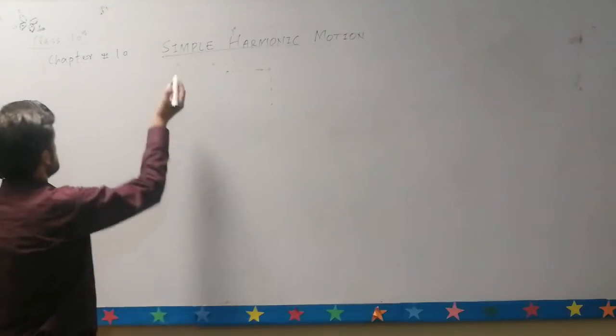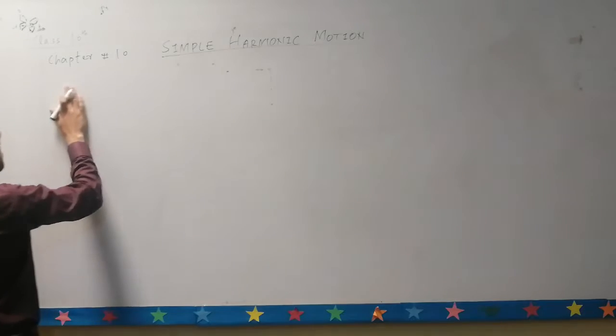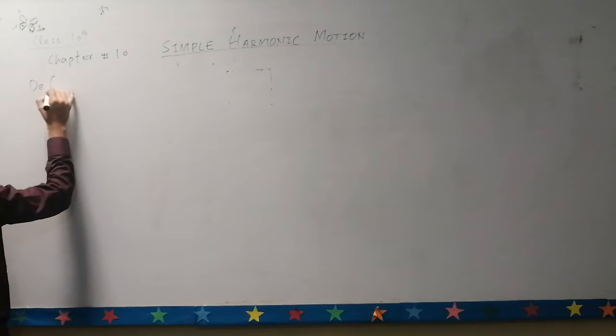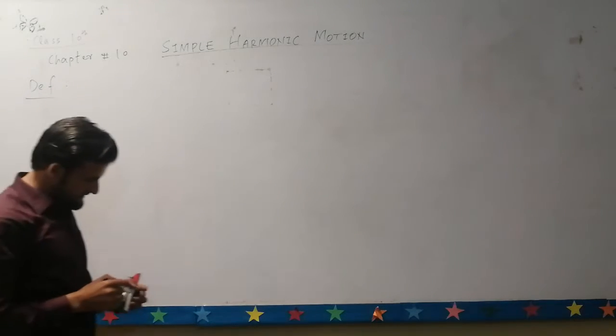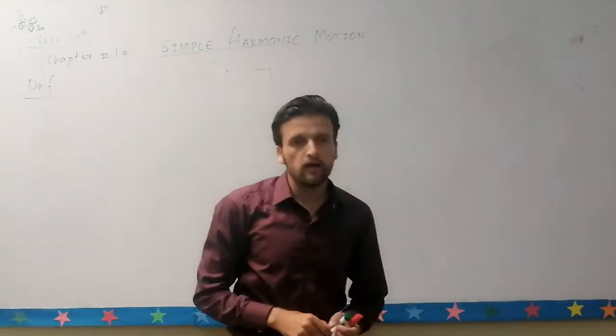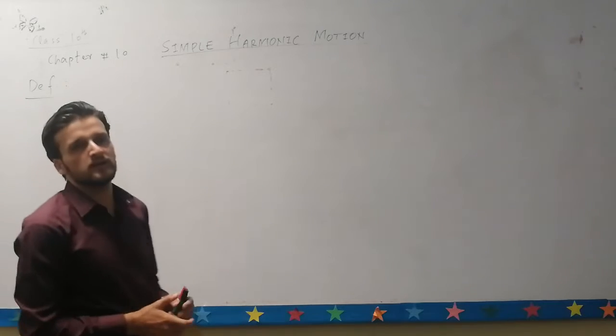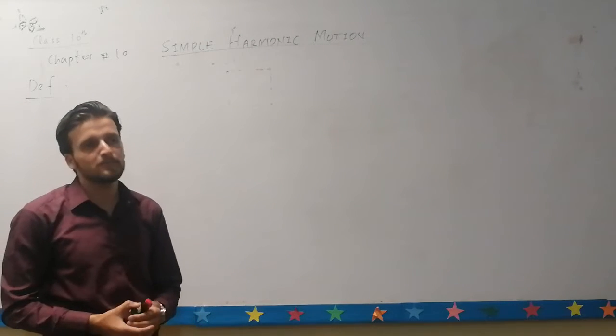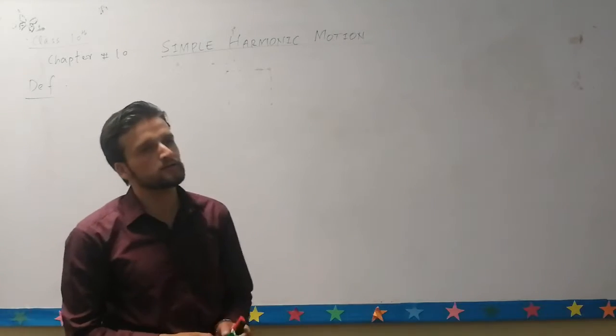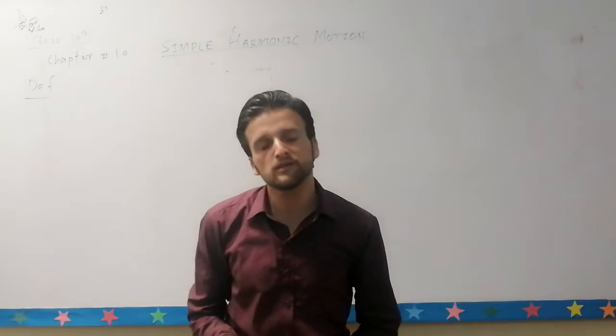First of all, we define simple harmonic motion here. It is defined as a type of motion in which the acceleration produced in the body is directly proportional to the displacement, and the direction of the acceleration is always towards the mean position.